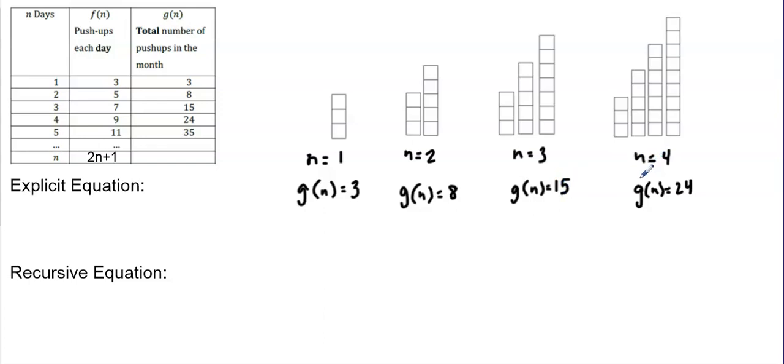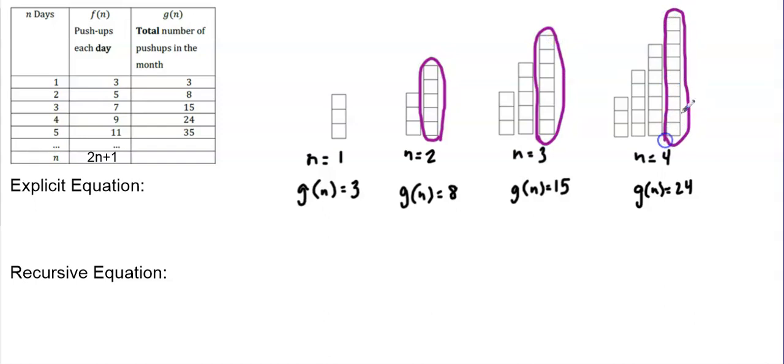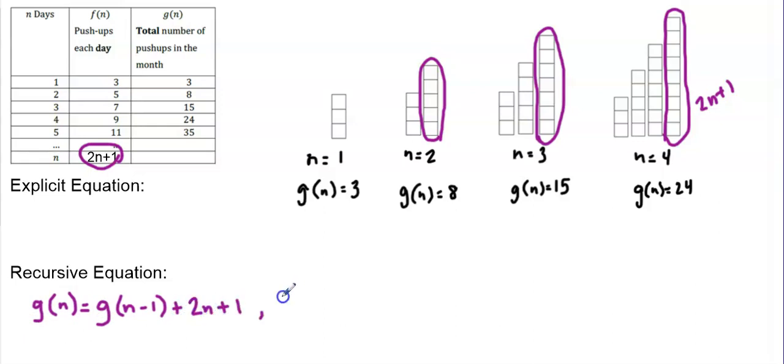To get a recursive equation, what we're adding each time is this very last column. This last column is represented by 2n plus 1, the equation that we just found. So we have a linear change. The amount that we're adding each time is equivalent to this linear function. That means my recursive equation is going to be g of n equals g of n minus 1 plus 2n plus 1, where g of 1 is 3.